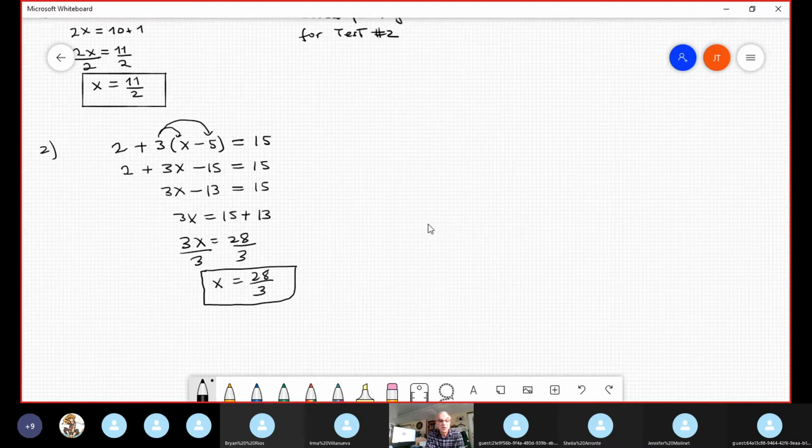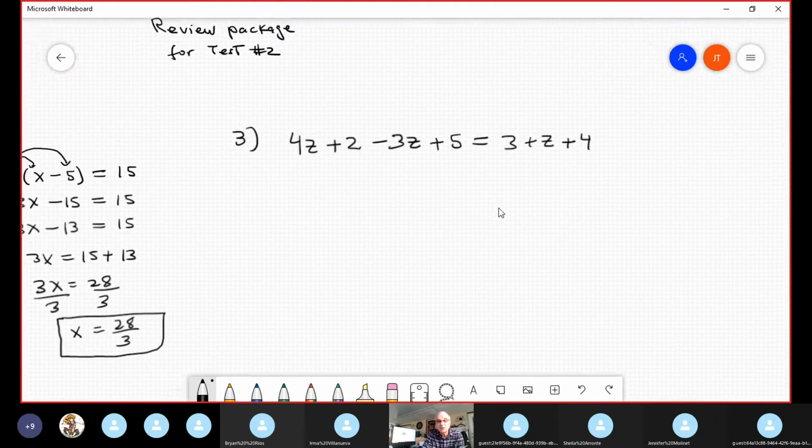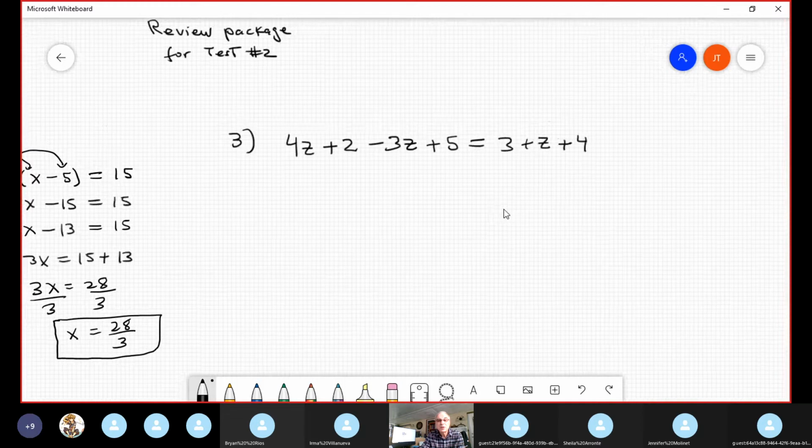Okay, number 3 is 4z plus 2 minus 3c plus 5 equals 3 plus c plus 4. Remember, the equal sign is extremely important. Without the equal sign, it is not an equation. The equal sign is the symbol to indicate that this is an equation, and the action that you should do is solve for c.